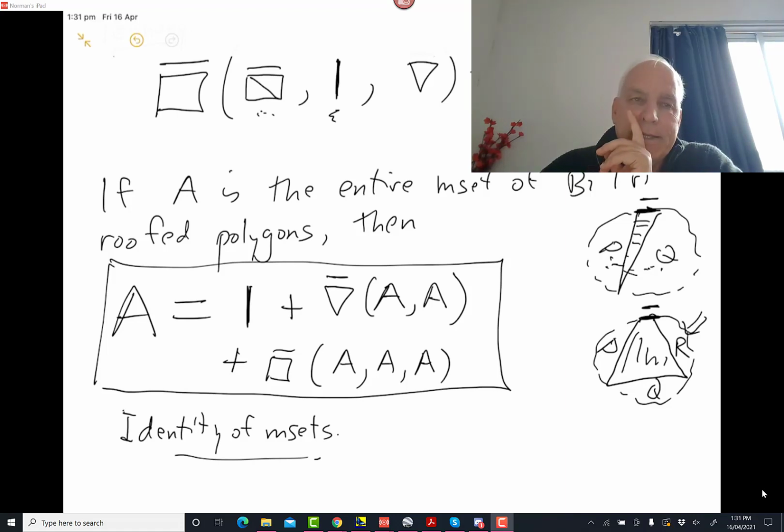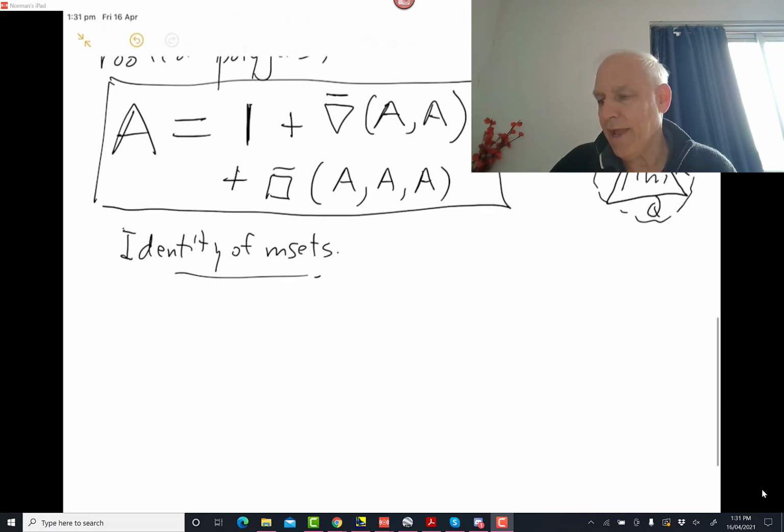What I'm doing here is something a little bit different. I want to use both operations, okay? Because there are these two possibilities for that central polygon. Either it's a triangle or it's a quadrilateral, or it's not there at all, and we have this degenerate two gone. Okay, so I'm using both the binary and the ternary operation, combining them both to get this identity that A satisfies. A is the entire M set of BiTri-roofed polygons. All right, great.